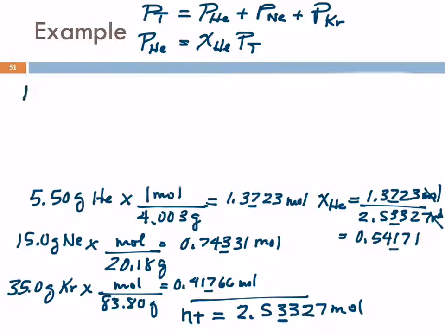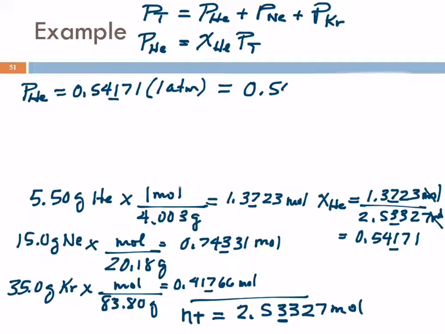That's not what I wanted. The pressure of helium is the mole fraction of helium, well, I already have that written up there, 0.54171 times the total pressure. Well, at STP is 1 atmosphere. That is defined, and so that's exact. So our pressure of helium will be 0.542 atmospheres because we need to round up. That's the partial pressure of helium.